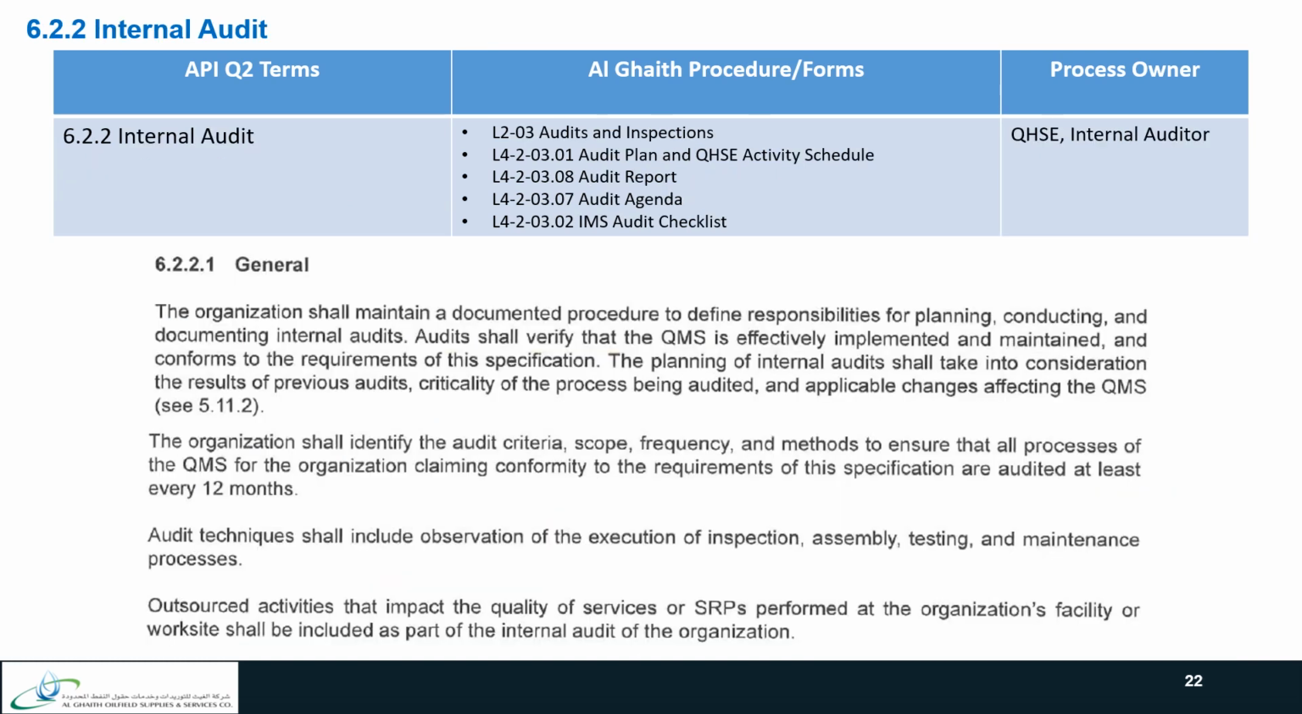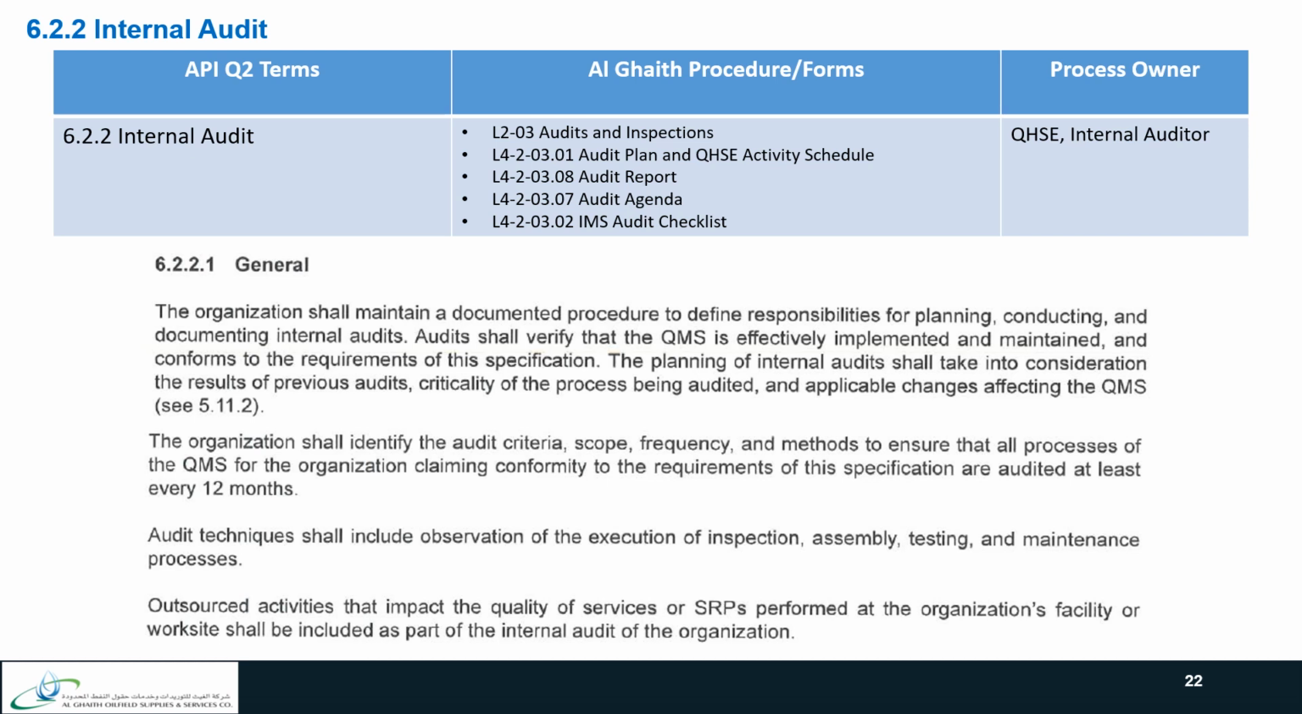API Q2 Clause. Internal audit. The organization shall maintain a documented procedure to define responsibilities for planning, conducting, and documenting internal audits. Audits shall verify that the QMS is effectively implemented, maintained, and conforms to the requirements of this specification. The planning of internal audits shall take into consideration the results of previous audits, criticality of the process being audited, and applicable changes affecting the QMS.